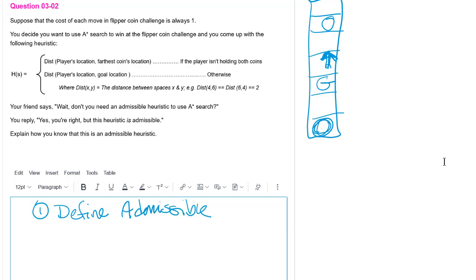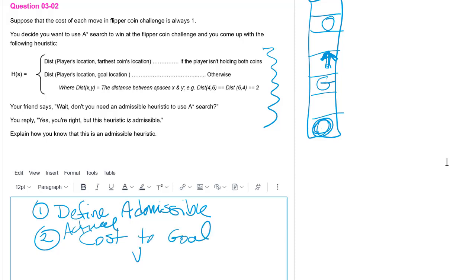The second was to make it clear that you understand what the cost to the goal is versus the cost that's defined in this function here. So you need to talk about what is the actual cost to the goal versus the heuristic.